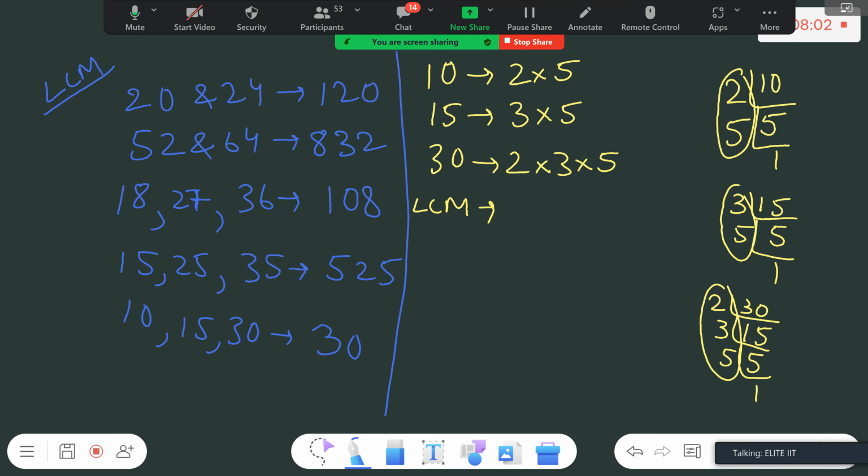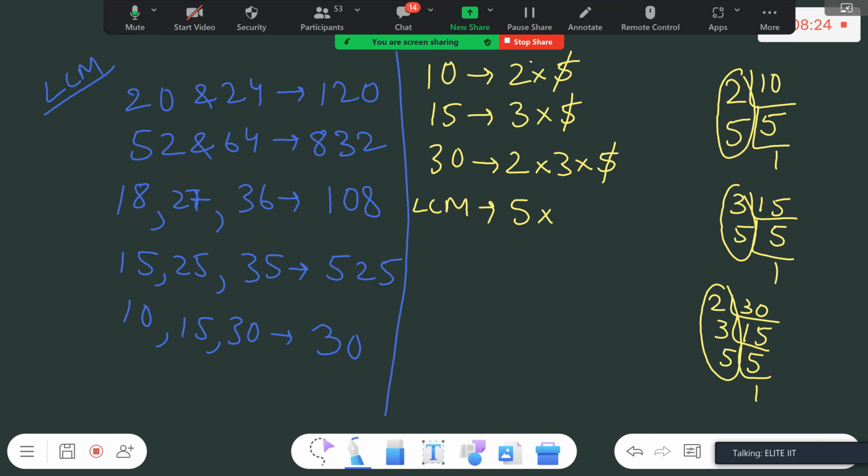First, in all 3 of them, do you have anything common? 5, isn't it? So I'll cut the 5 in all of them and write 5 into. Now, in all 3 of them, do you have any other thing common? No. Now we'll search whether in 2 of them you have anything common.